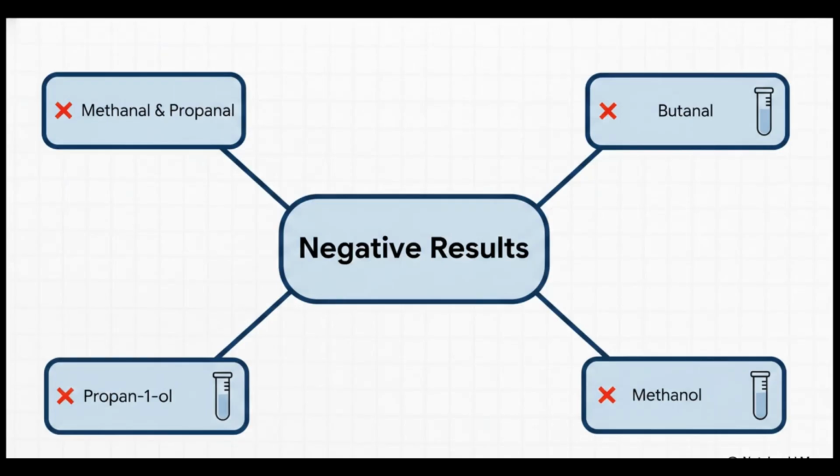On the flip side, compounds like methanol, butan-1-ol, and propan-1-ol are going to give you a stubbornly negative result. And why is that? It's simply because they completely lack that vital CH₃CO structure, and there's no way to oxidize them into it. No methyl ketone group literally means no yellow precipitate. It is a hard and fast rule.